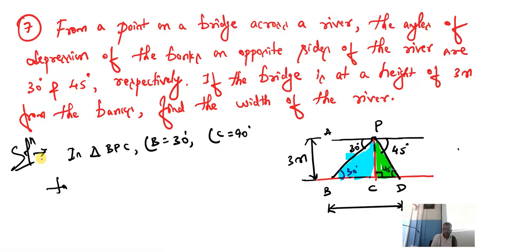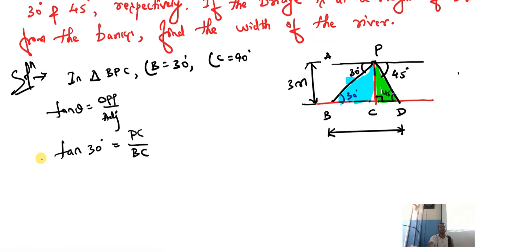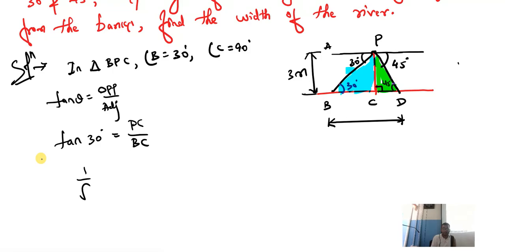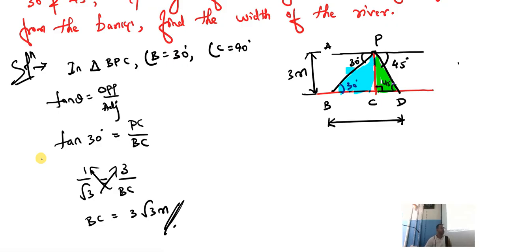So we can say that tan theta is equal to opposite by adjacent. Then tan 30 degrees is equal to opposite PC by adjacent BC. Tan 30 is 1 by root 3, equals PC, which we know is 3, divided by BC, which we don't know, so keep it as it is. Now BC into 1 is BC equals 3 root 3 meters. This into this, cross multiply.